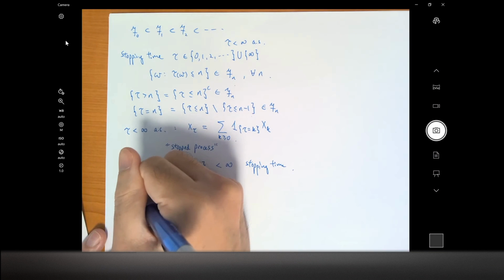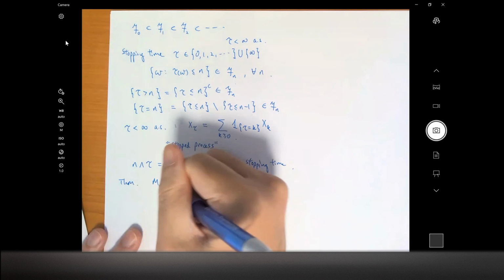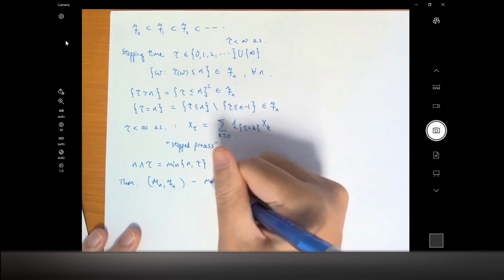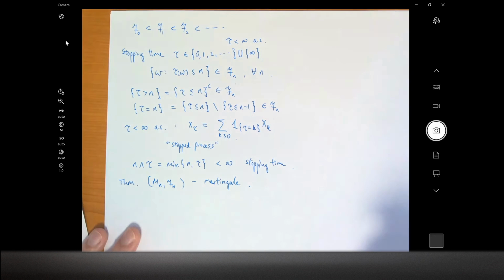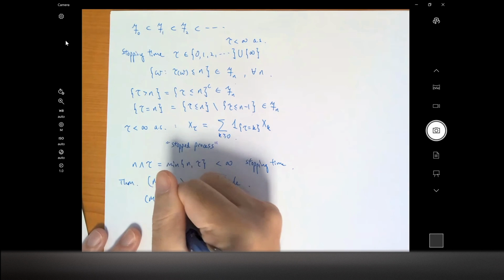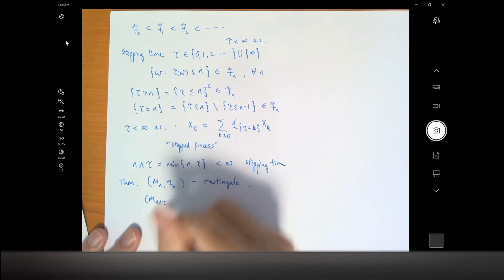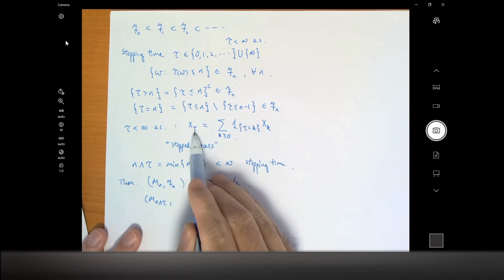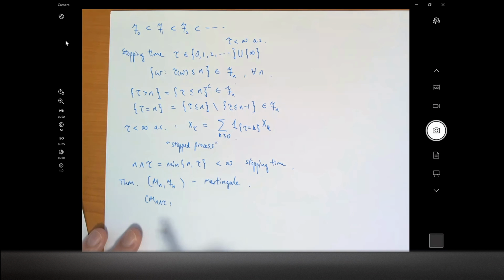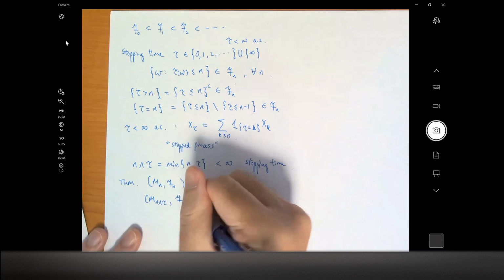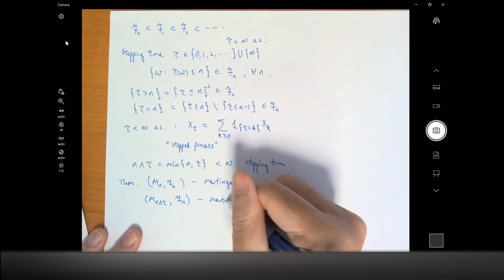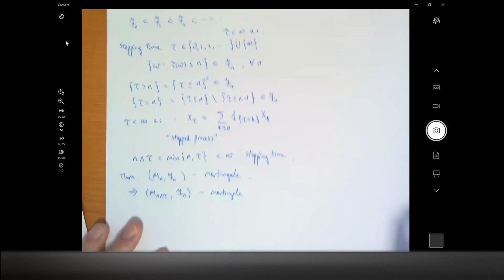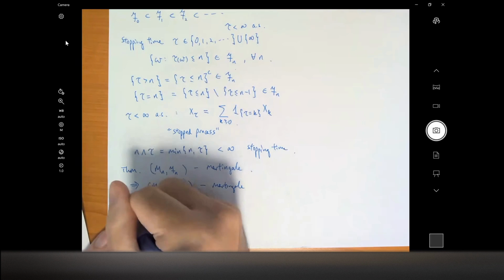So our first theorem says that if my m is a martingale, so I give you a martingale, then it turns out that m at the minimum of n and tau, treating this as a stopping time, so m of this guy, following the definition over here where your tau is replaced by the minimum of n and tau, is also a martingale.